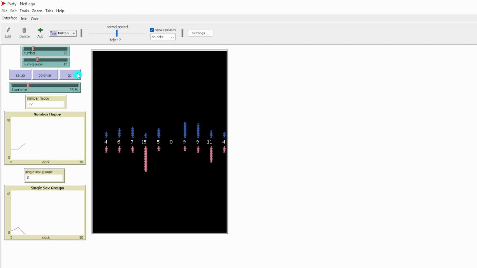Let's click go here and see how the group composition will continue to change. Now the model stopped running. Everybody is comfortable with staying in the group. But let's look at the number of single-sex groups. What just happened? If you remember at the beginning, as we start running the model, we have one single-sex group. But here, everybody is comfortable with staying in the group, and see what happened. In all groups, we only have one sex.